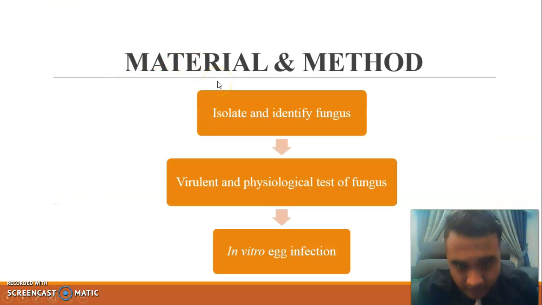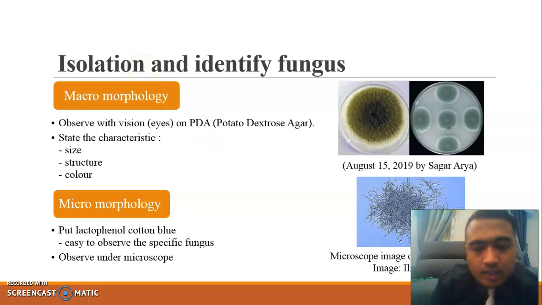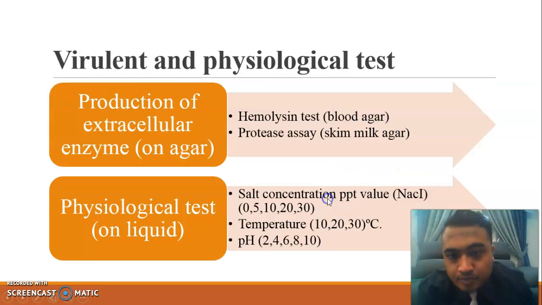For the method, there are three methods that I use in my final year project. The first method is isolation and identifying fungus. There are two ways: the first is macromorphology and the second is micromorphology. For macromorphology, we observe with our eyes on the potato dextrose agar, and for micromorphology, we observe under the microscope. We put lactophenol cotton blue on the slide to make it easier to observe the specific fungus. In the picture here, we can see the type and species of fungus.